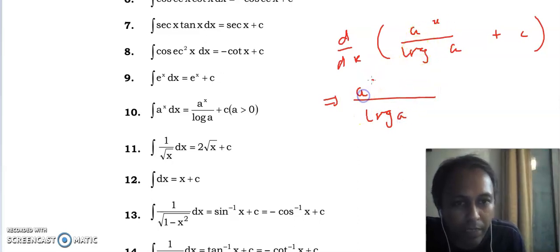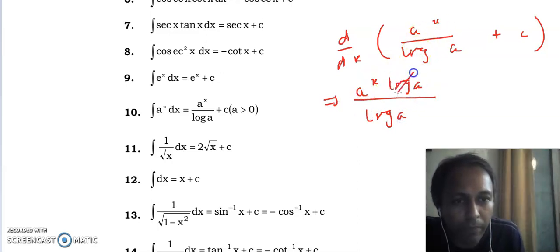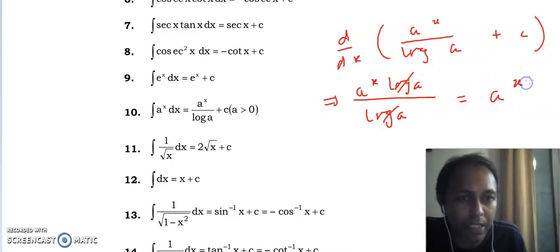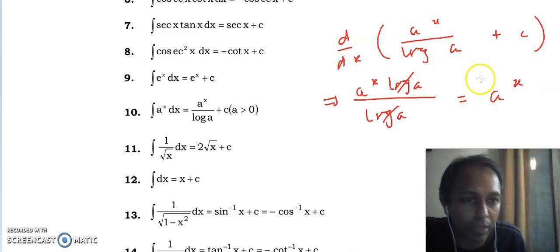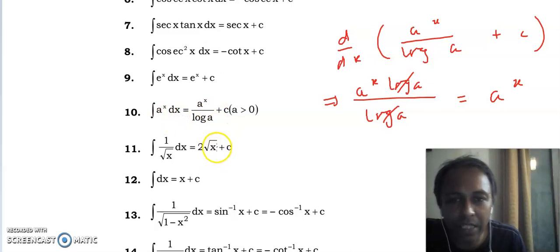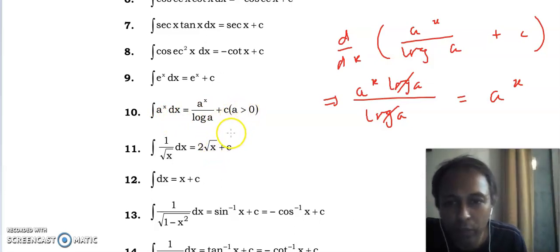A raised to x derivative is a raised to x log a. You can now cancel log a. C's derivative is 0, so the answer is a raised to x. Now take this derivative on this side, it becomes integration. Hence integral a raised to x dx is a raised to x upon log a plus c. The only condition is that a should be greater than 0, as you have log a in the answer.